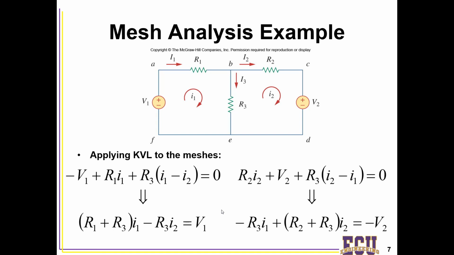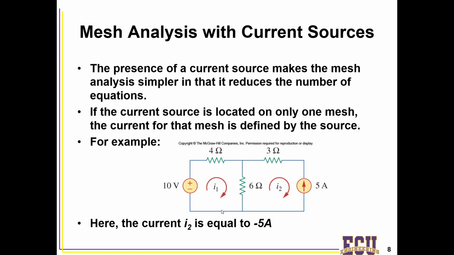So now what we have are two equations, and normally we would know those resistor values and we would know the voltages of the voltage sources. So if we had that, the only unknowns that we would have would be the currents I1 and I2, and we would have two equations, two unknowns, and be able to simply solve that.